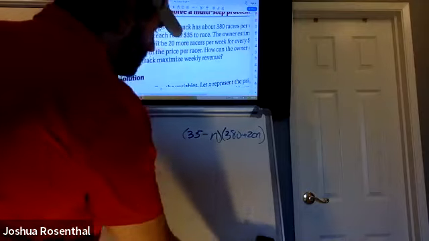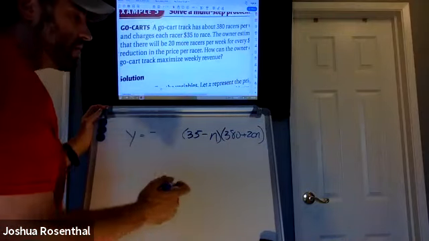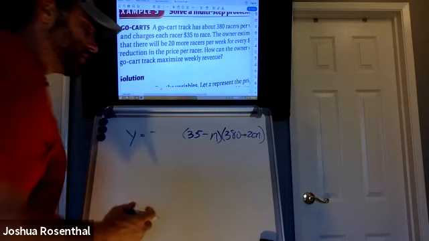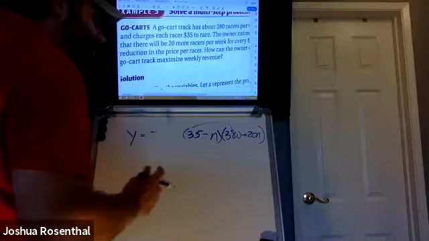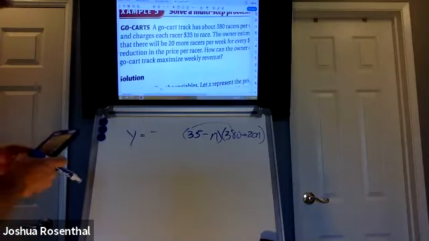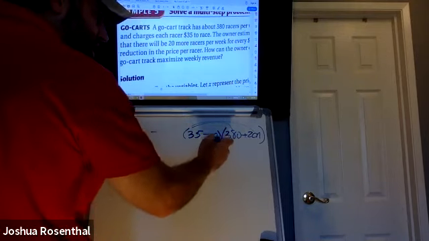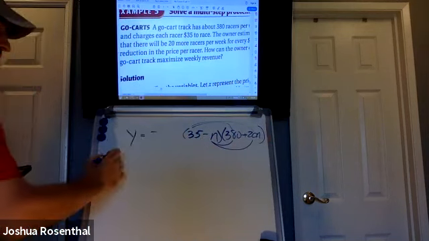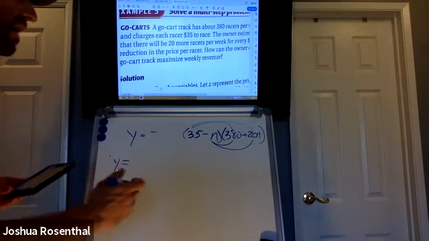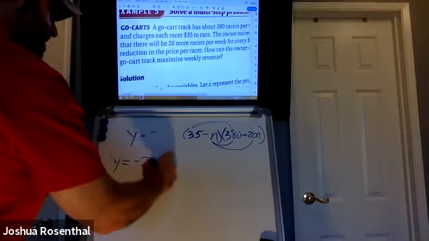Okay, great. Now, what does this come out to when you multiply? What's 35 times 380? 35 times 20N, negative N times 380, negative N times 20N. So you're going to get this. So you're going to get negative 20N squared.